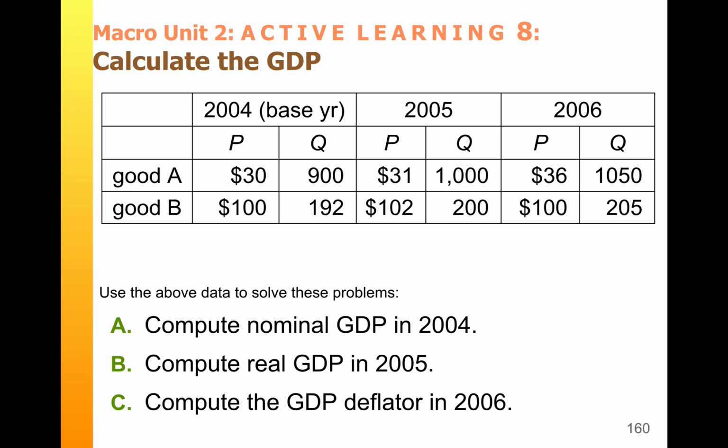All right, now you're going to do active learning number 8. For here, they're giving you 3 years, 04, 05, and 06. The chart there is telling you to use 04 as your base year, and then they've got the prices and quantities of good A and good B. In these 3 years, you're first going to calculate nominal GDP of 04, then real GDP of 05, and then the deflator of 06.